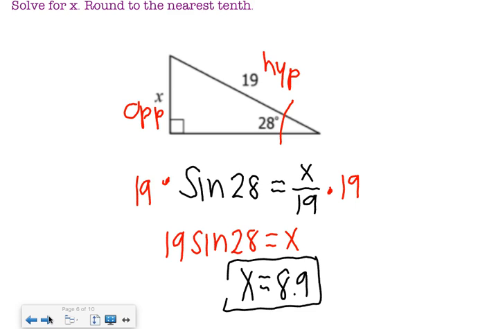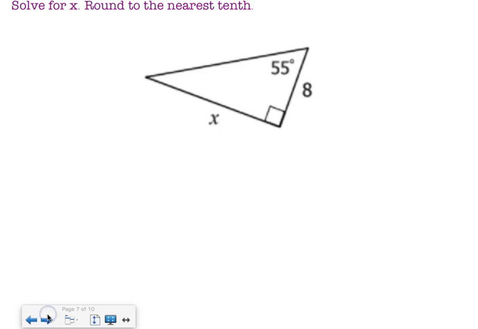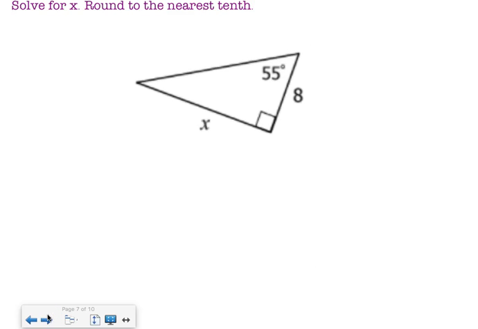Perfect. Let's try another one. Okay, what was our step 1, folks? Mark our angle. Then what do we do? Label the sides. So what's x? Opposite. Good job. What's 8? Adjacent. Sweet. Because tan uses the opposite and adjacent. Good work.